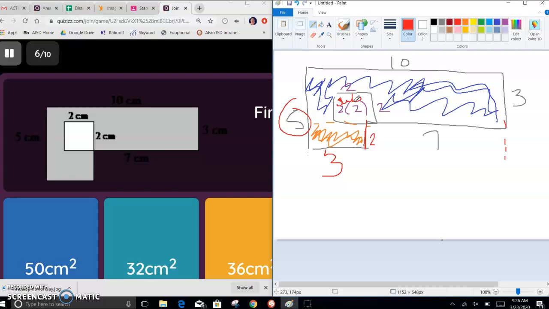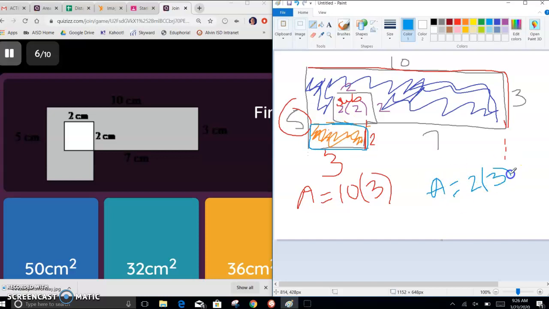Subtract. So this top rectangle here is a 10 by 3. This little rectangle right here is a 2 by 3. I'm going to add those and then subtract the area of the small square, which is a 2 by 2.